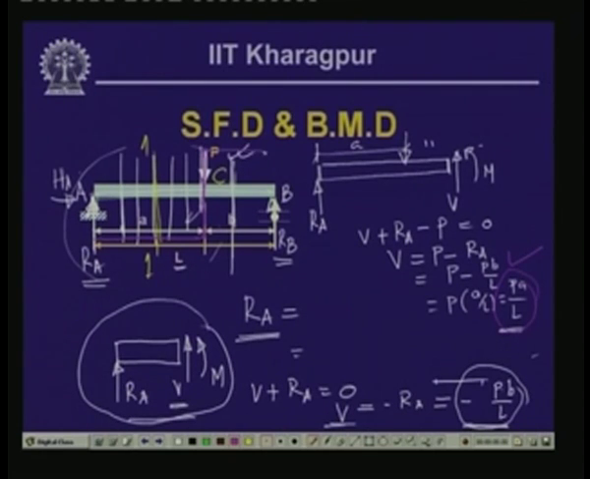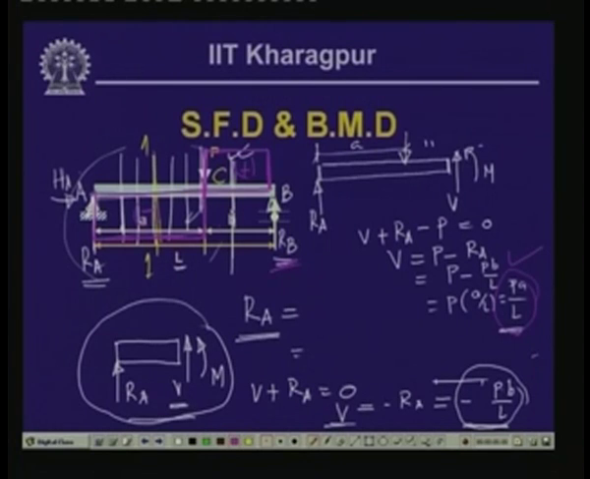Over this it is again constant up to this particular point, where R B is given as P A by L. If you look at the variation of the shear force along the length of the beam, it looks like this. This is the abscissa and these are the ordinate values, this is the negative value and this is the positive value. This is nothing but the variation of the shear force along the length of the beam because of the concentrated load which is acting at a distance of a.